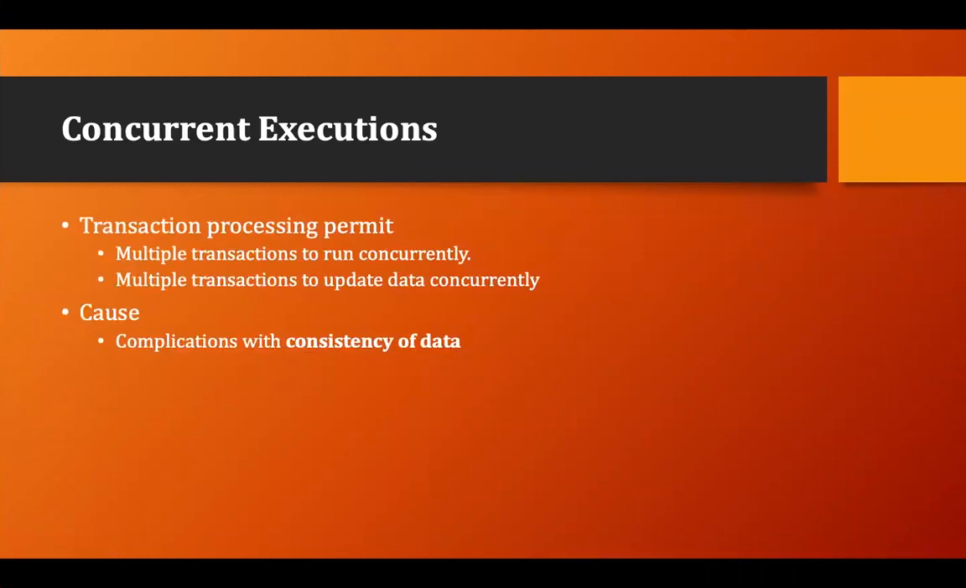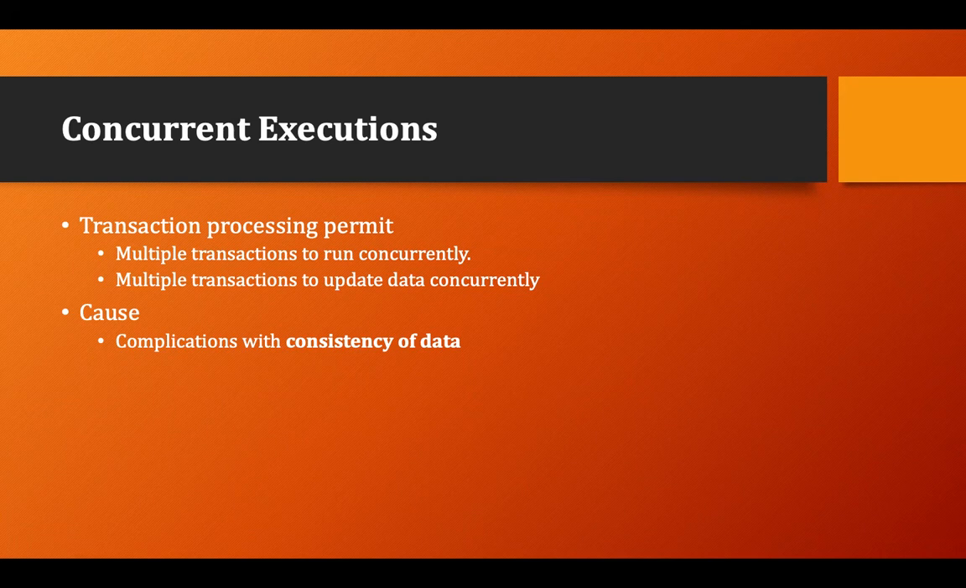So concurrent execution means transaction processing permits multiple transactions to run concurrently, as well as multiple transactions to update data concurrently. It means we allow into the system that two or more transactions could run at the same time, simultaneously, and they can also update the data concurrently, that is, simultaneously.